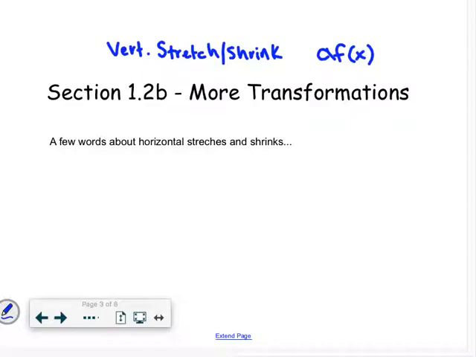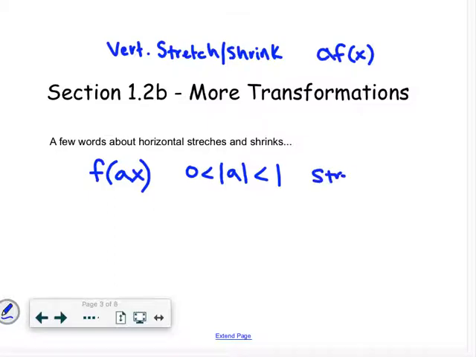Horizontal stretches and shrinks we mentioned yesterday. And we said instead of multiplying a outside of the function, we're going to multiply a inside with the x. Okay, so f of ax. And we said it's kind of the opposite of what you think. When the absolute value of a is between 0 and 1, when it's a small number, it actually stretches it horizontally. So that to me is the opposite of what I think it would do. And when the absolute value of a is greater than 1, it actually shrinks my graph. Okay? So we wrote these things in our notes yesterday.